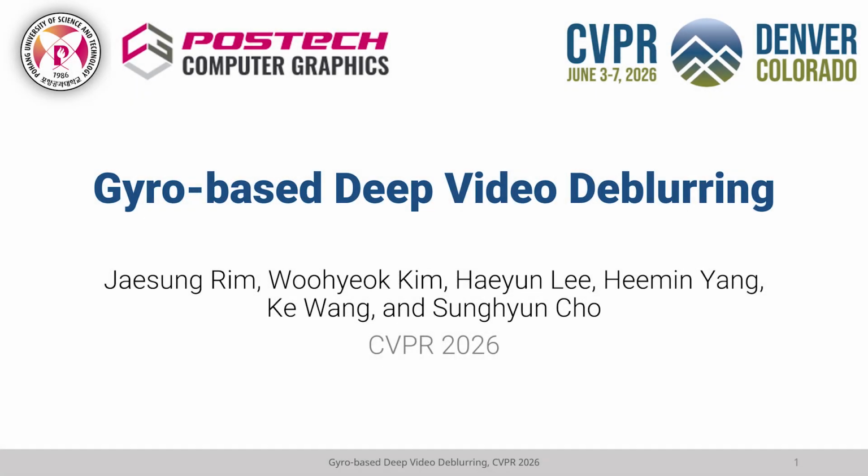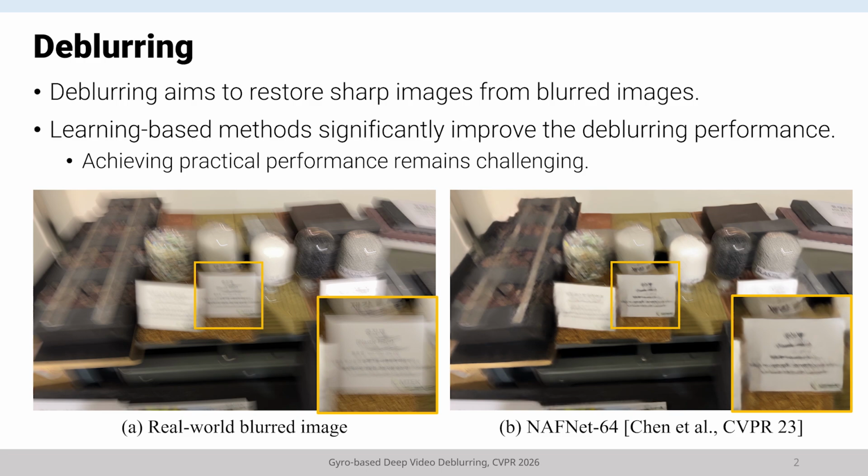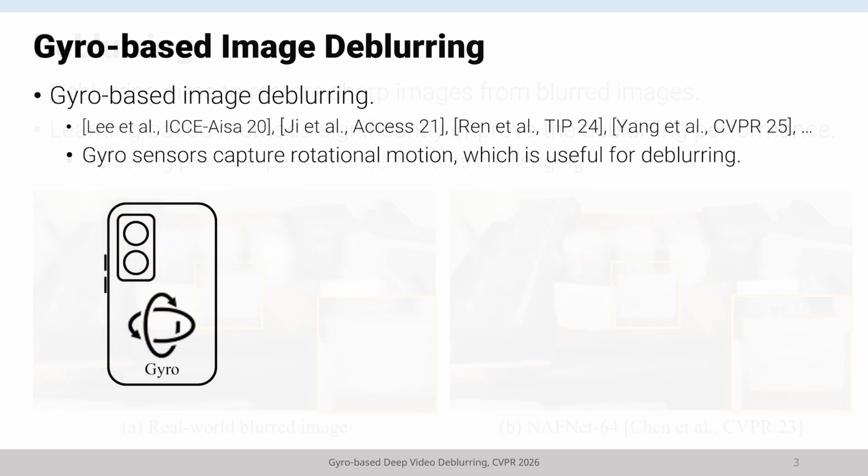In this talk, we present a gyro-based deep video deblurring method. Deblurring aims to restore sharp images from blurred images. Recently, learning-based methods have significantly improved deblurring performance. However, achieving practical performance remains challenging. To improve deblurring performance, several gyro-based deblurring methods have been proposed.